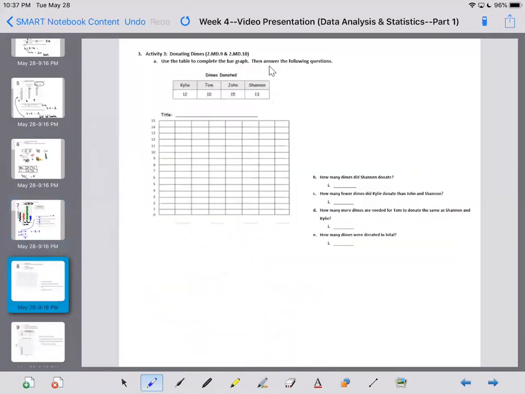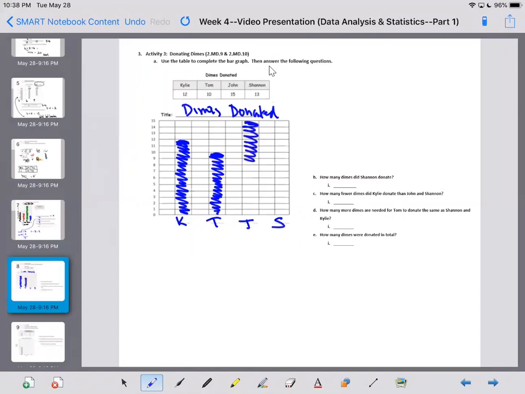Another type is we've got dimes donated. And so we've got Kylie and Tom and John and Shannon. And so that's what we'll do, we'll say, here's Kylie, Tom, John, and Shannon. And Kylie donated 12. So we've already got it labeled. There's Kylie. And Tom donated 10. And John donated 15, so the maximum on this graph. And then Shannon was 13.